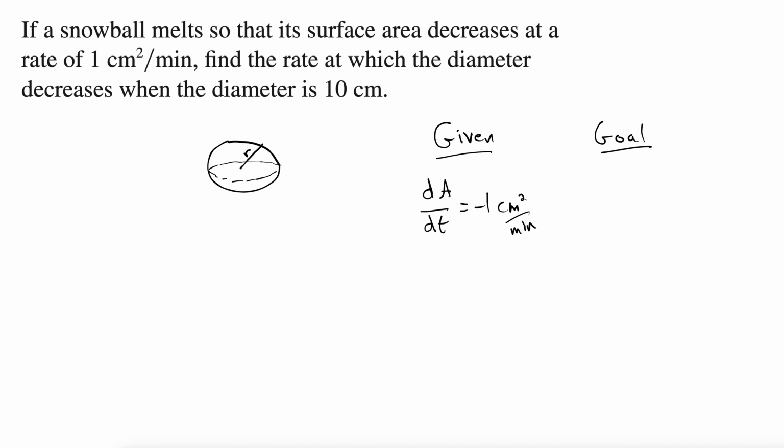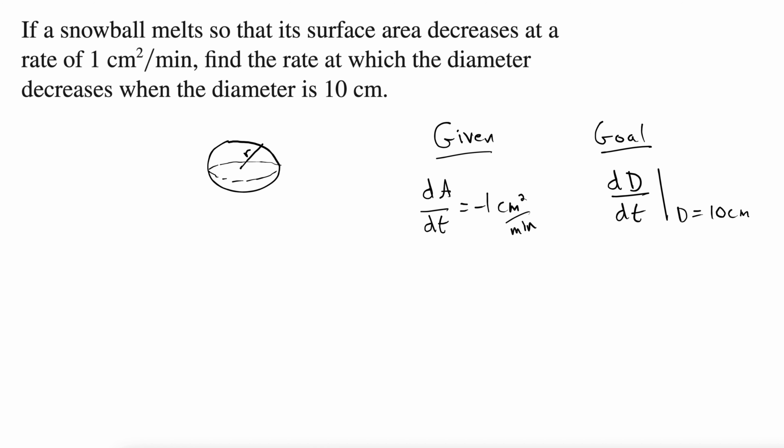And then it asks us to find the rate at which the diameter decreases. So our goal is, well, let's call this capital D for diameter, otherwise it's weird. dd/dt gets very strange very fast. So dD/dt when the diameter is 10 centimeters. Okay, that completes step 1.